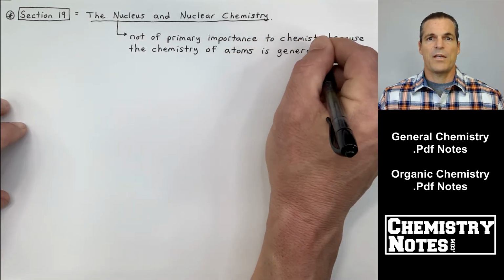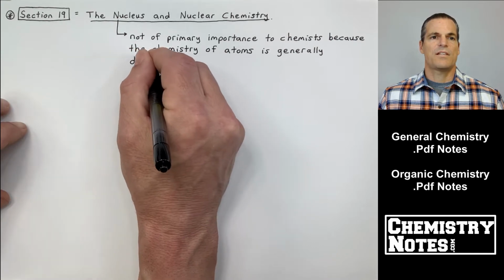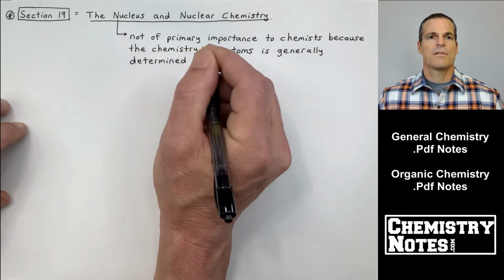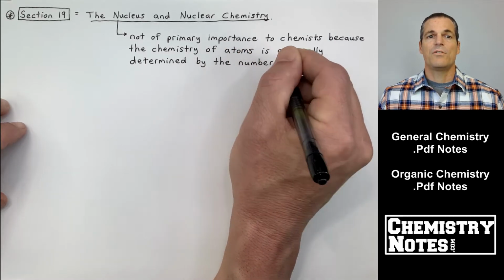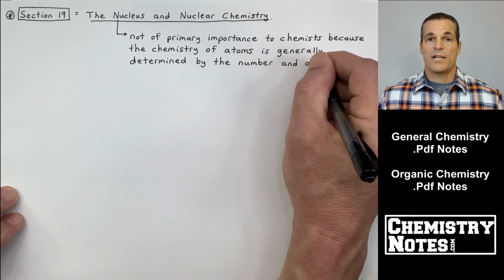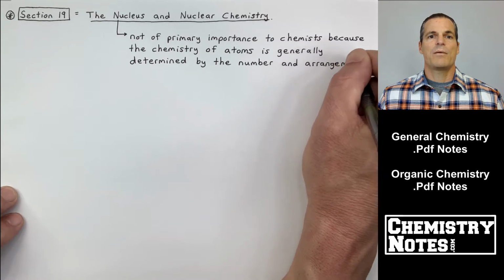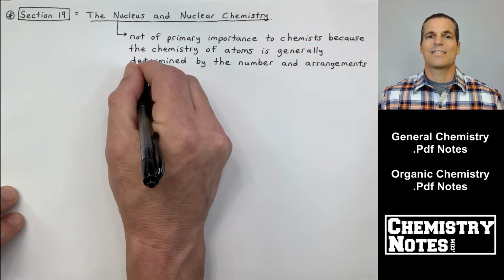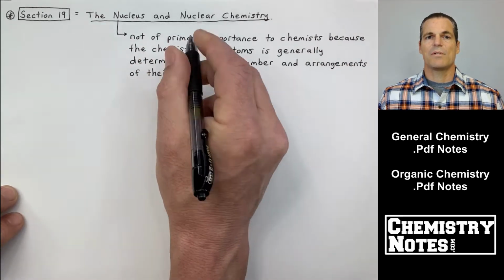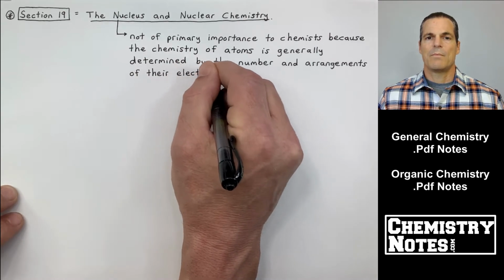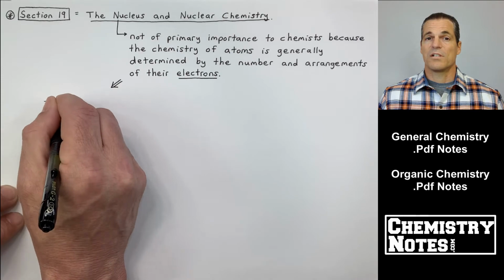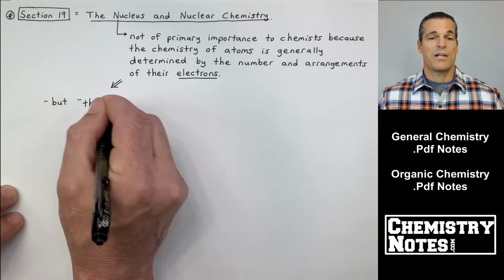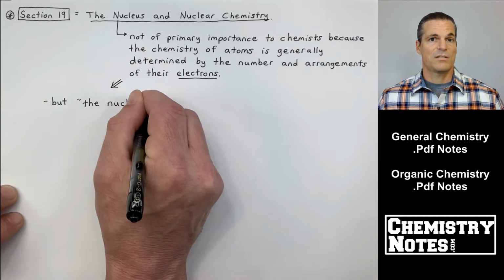So at the top of page 1 of our notes here, it says section 19, the nucleus and nuclear chemistry. Now, the nucleus, surprisingly, is not of primary importance to chemists because the chemistry of atoms is generally determined by the number and arrangements of their electrons. And of course, electrons are not in the nucleus, right? The nucleus only contains protons and neutrons.